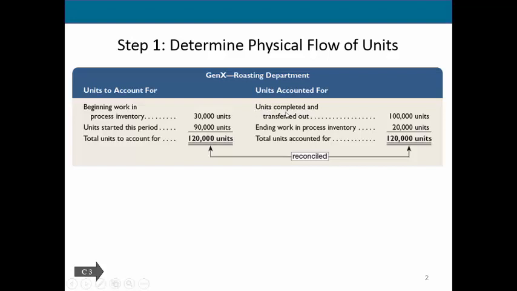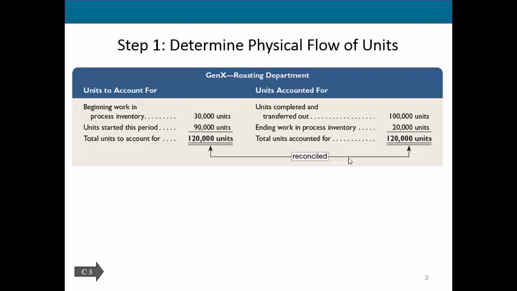Then let's look at what happened. We transferred 100,000 units out of work in process and into finished goods. So 100,000 units were completed during the current year. And we had 20,000 left over at the end of the year. So we're just reconciling that in the end we've got 120,000 units that we're accounting for, and we're trying to get our equivalent units of production for these units.